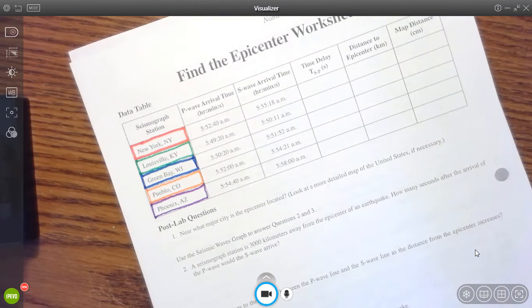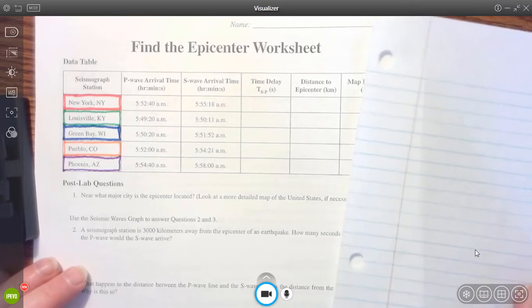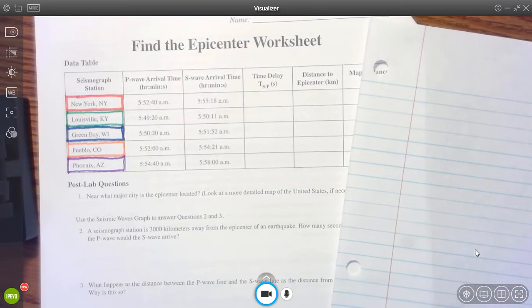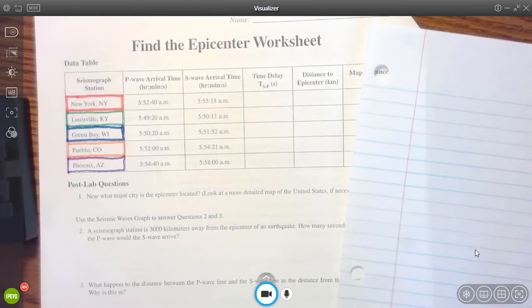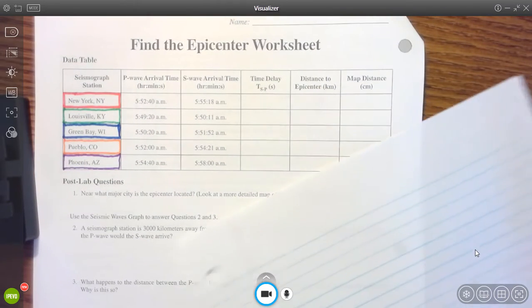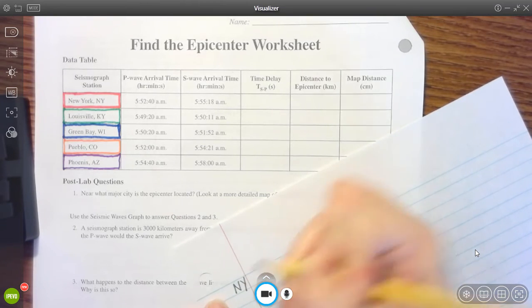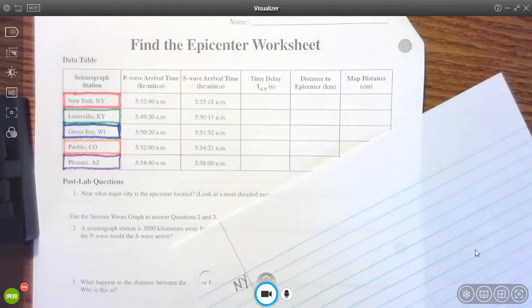All right, so the first thing that I'm doing is figuring out the time delay between the S and the P waves. So this is where you might want to have your scratch piece of paper like I do, but if you don't have that, you can just follow along. So the first one we need to do is New York. So NY, and that is red.